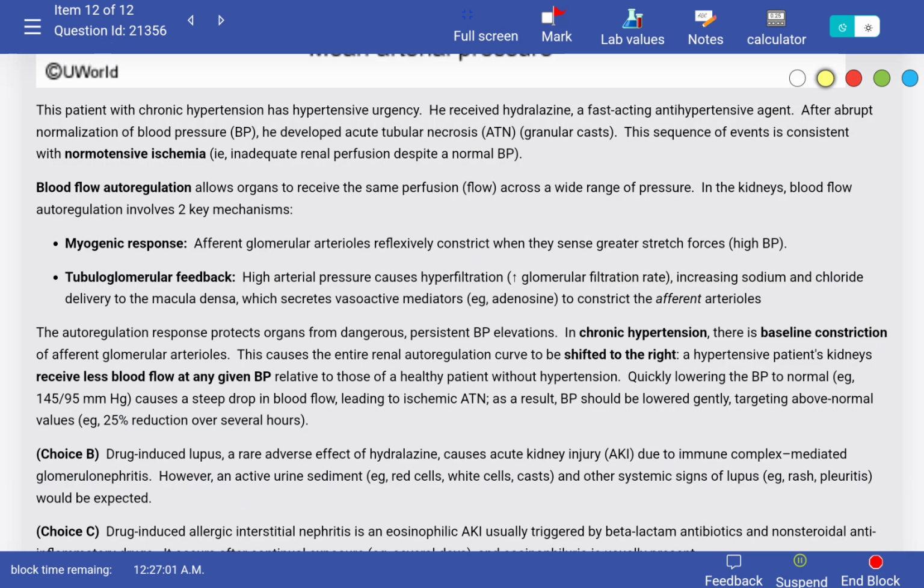This patient with chronic hypertension has hypertensive urgency. He received hydralazine, a fast-acting antihypertensive agent, and after abrupt normalization of BP, he developed acute tubular necrosis, presenting with granular casts. This sequence of events is consistent with normotensive ischemia, that is, inadequate renal perfusion despite a normal BP. The BP would be normal, but there would be inadequate renal perfusion that would lead to ischemia.